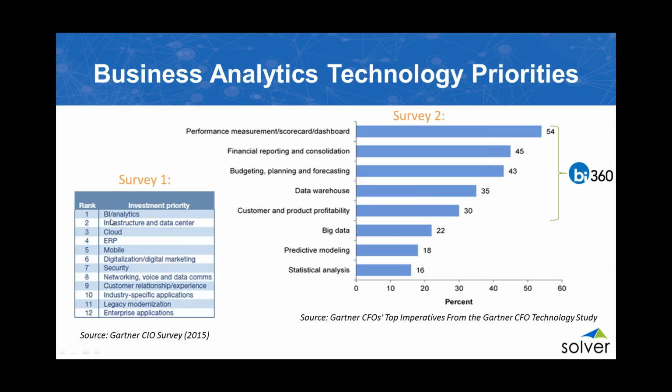As you'll see, the CIOs are talking about BI and analytics, and that's exactly what BI 360 does. Now, on the CFO side, they're looking for things like performance measurements and scorecards, financial reporting and consolidation, which is key to your organizations. Of course, with budgeting and planning and forecasting, data warehouse capabilities, and we'll be talking a little bit about that as we move forward, and customer and product profitability. So BI 360 fits very well into those areas, those priorities that those CFOs are looking for, and so we're definitely seeing eye to eye.